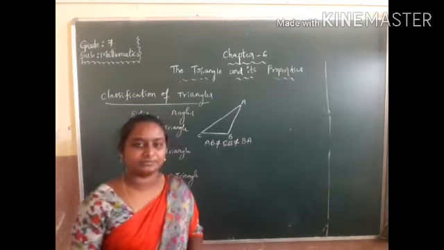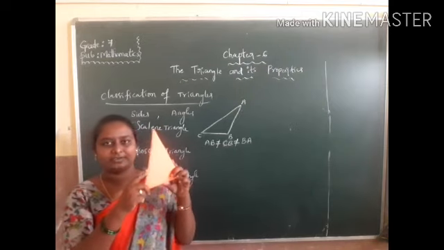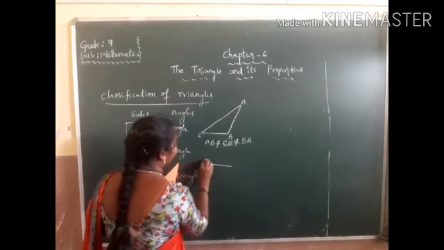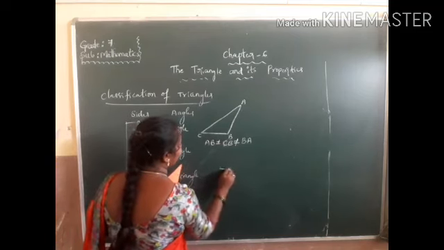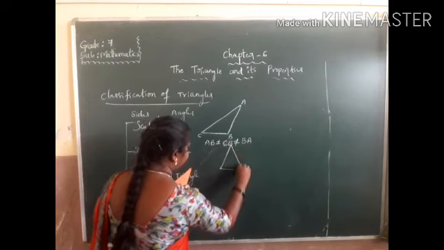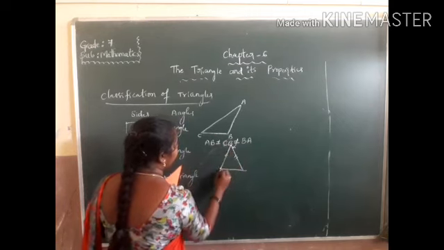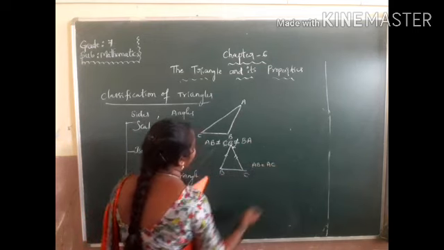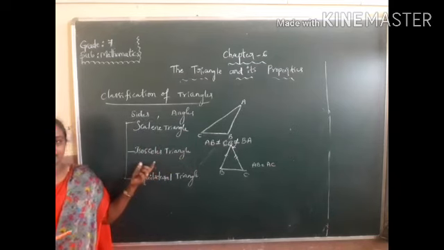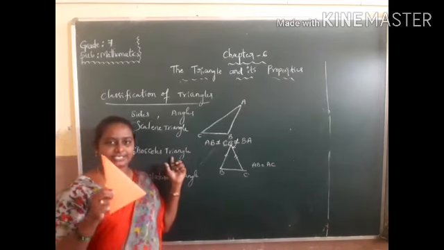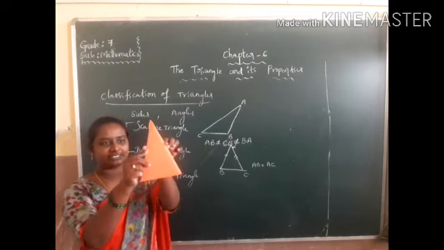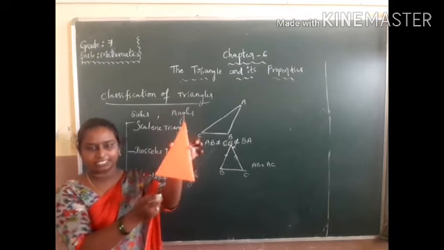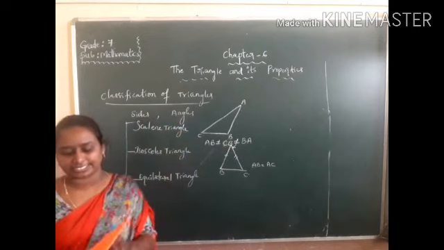Next, isosceles triangle. Isosceles triangle means two sides equal. A triangle having two equal sides, that is AB is equal to AC. A triangle having two sides equal is called an isosceles triangle. Observe this triangle. These two sides are equal, this one is different. So it is an isosceles triangle.